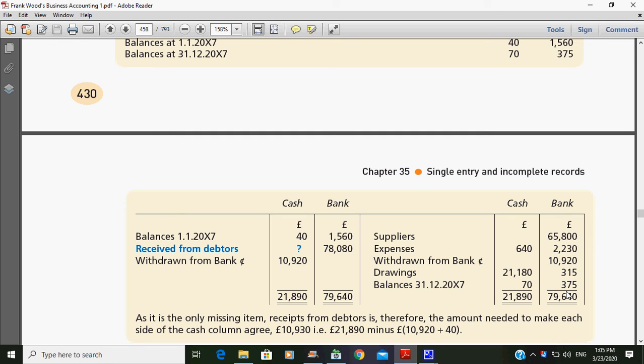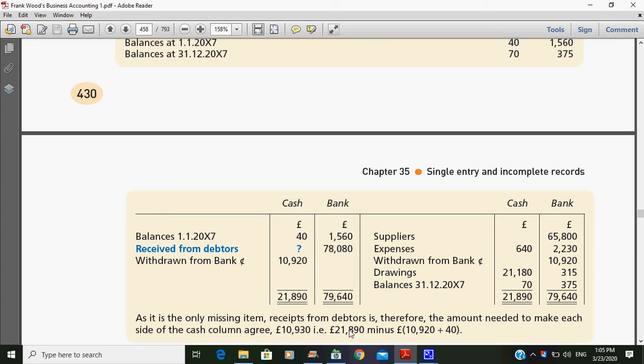Now you want the amount for cash for receipt from debtors. So you're gonna add up the cash column. Then you add up this column. Subtract the smaller this side from the what? From this side. So you're gonna subtract 10,960 from 21,890 to get the amount for what?